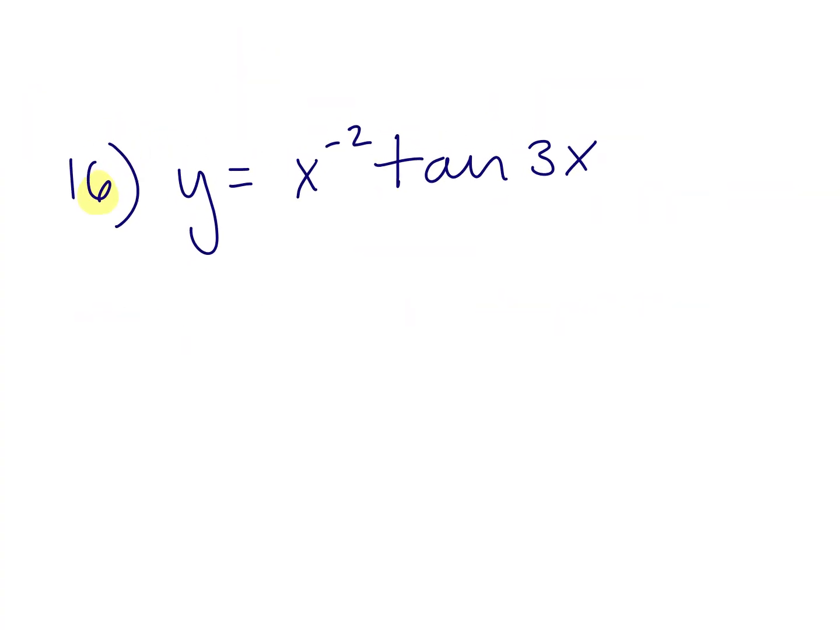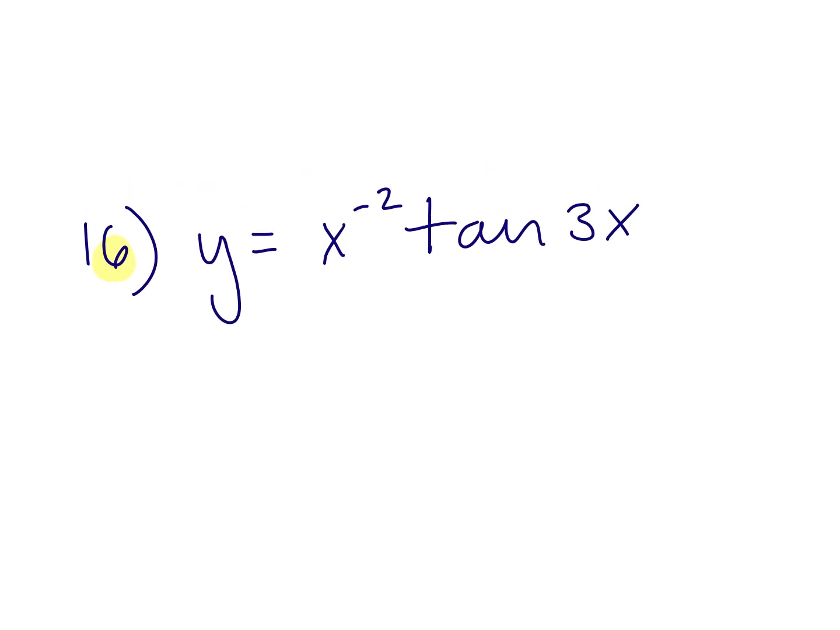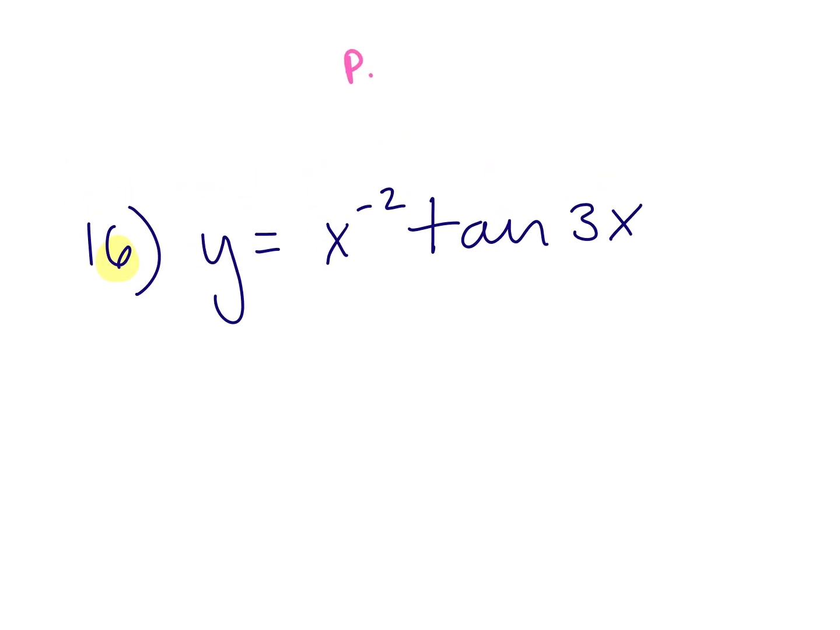What do we have to do for 16? Product rule. Or if you wanted to, move the x squared to the bottom and do quotient rule. Up to you. But here, since it's already being multiplied, let's use product rule. So the first times the derivative of the second plus the second times the derivative of the first.